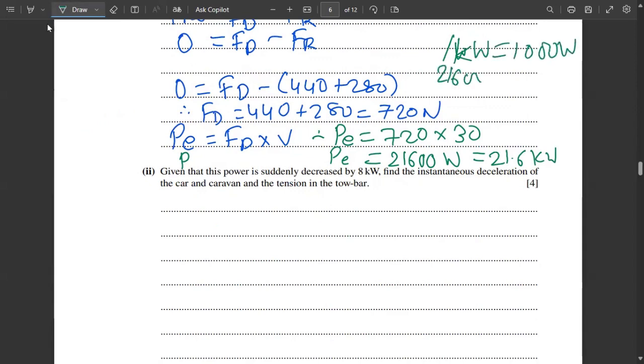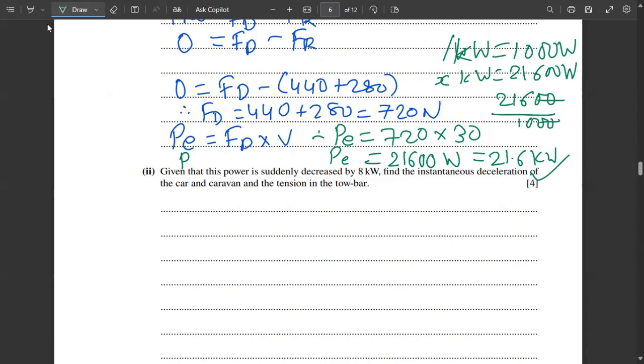So 21600 watt will be how much? My bad. 1 kilowatt is 1,000 watt. So how many kilowatts will be 21,600 watt? 21600, not 3 zeros, 2 zeros. 21600 upon 1,000, to cut, which will give us 21.6. Yes. Let's move to the next question.